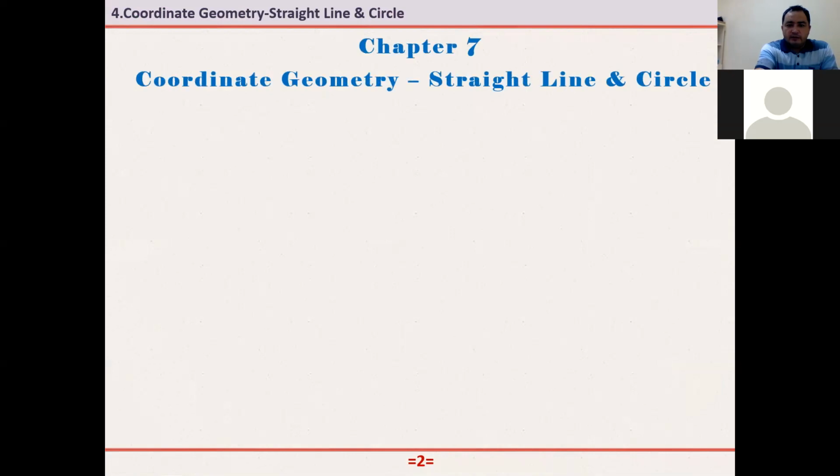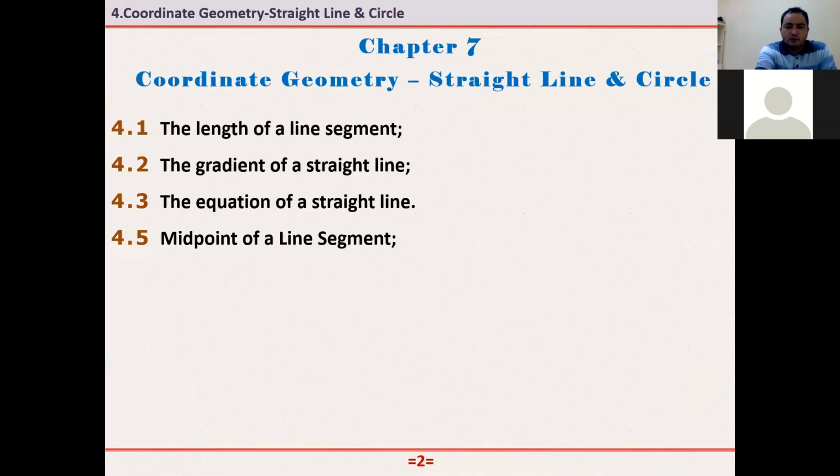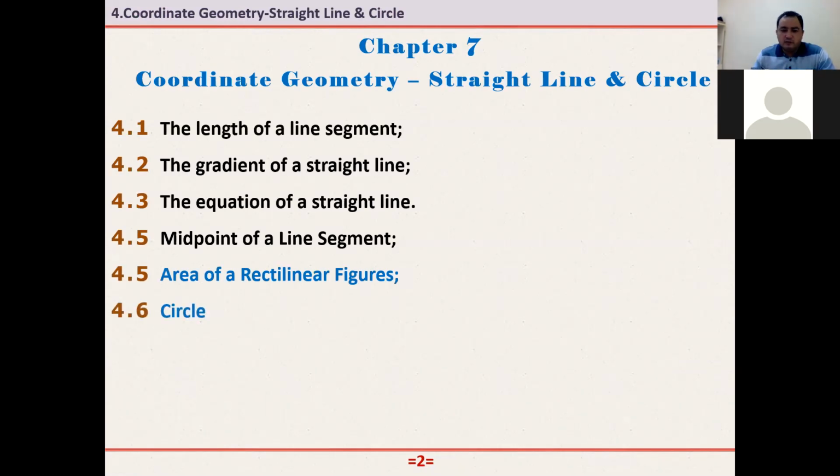So Amira, here we will learn one more thing that is related to coordinate geometry. It is area of rectilinear figures. Rectilinear means all sides are straight lines. It's not like a curve. And if the coordinates of the vertices of that figure are given, we can find its area without actually drawing that figure.